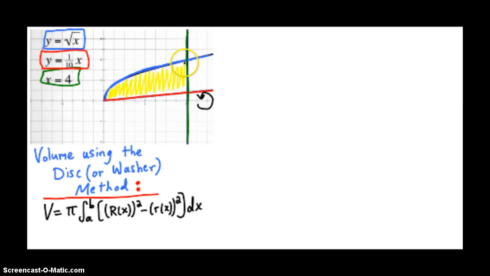Our region that we have here, remember this shaded part that we're revolving around the axis, begins at 0 and ends over here at 4. Starting point and the stopping point. So those become the limits of integration for our problem, 0 to 4.